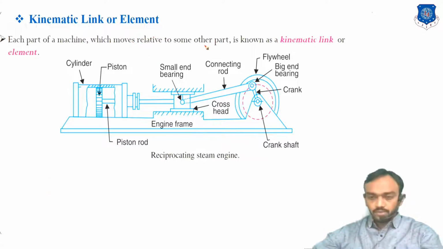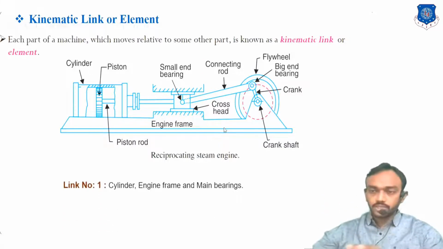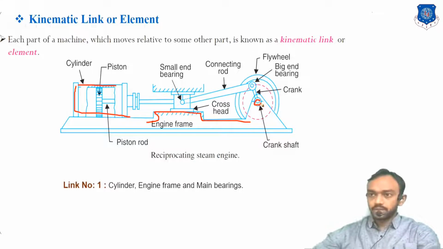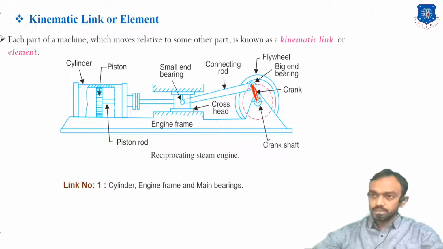So all fixed parts we will consider as link number one, like this cylinder, this total frame, and the bearings, which are all steady, not rotating, not even moving. But due to the parts which are moving relative to them, these parts have some relative velocity. Then we start with the relative motion of the crank. This crank will be link number two.